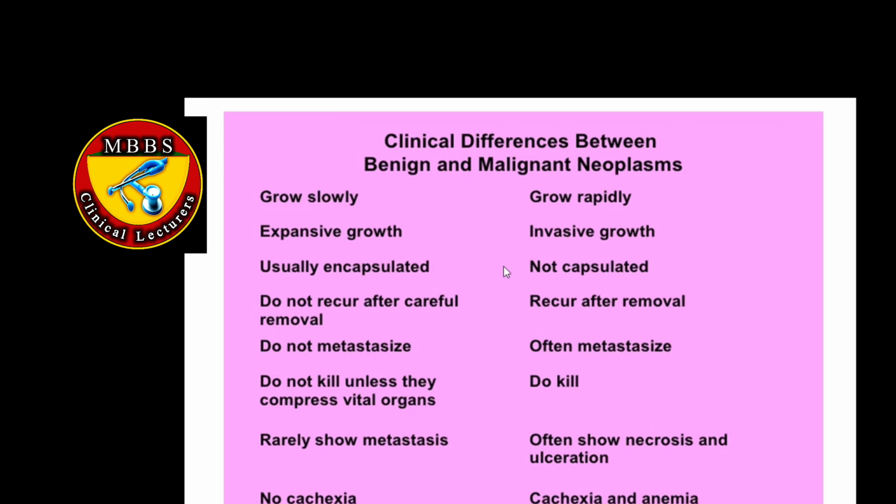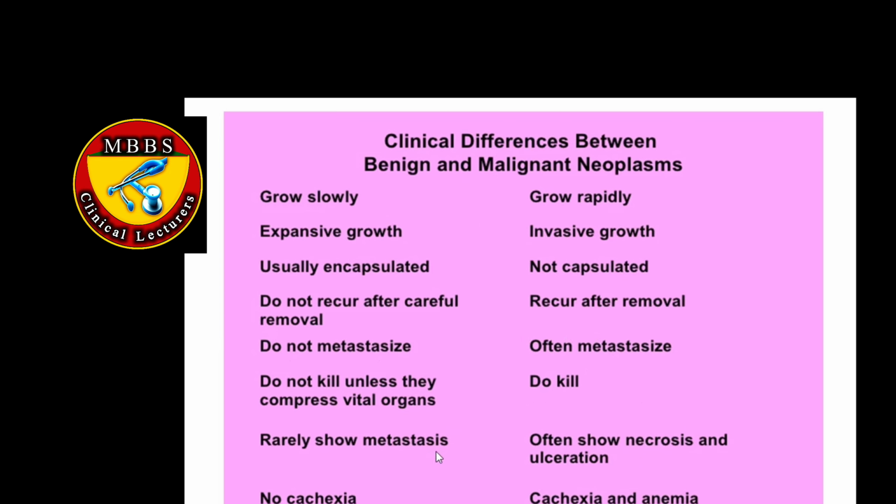Benign tumors grow slowly. Malignant tumors grow rapidly. Benign tumors have an expansile growth, while malignant tumors have invasive growth. Benign tumors are usually encapsulated, and malignant tumors are not encapsulated. Recurrence of benign tumors after surgery is rare, while malignant tumors recur quite frequently. Benign tumors do not metastasize, while malignant tumors do. Benign tumors do not kill until they compress the vital organs, while malignant tumors can kill through the cancerous process.